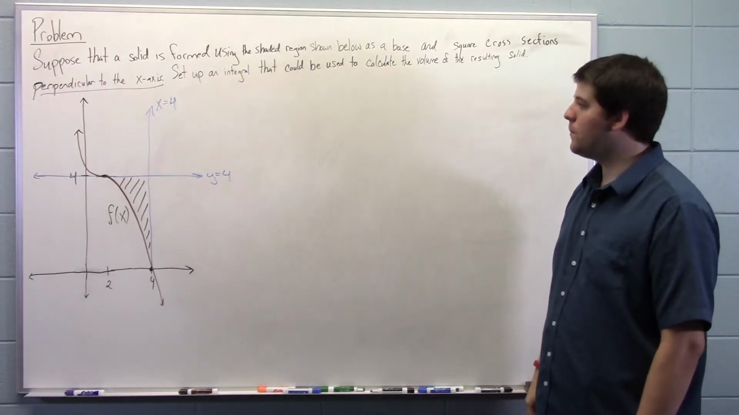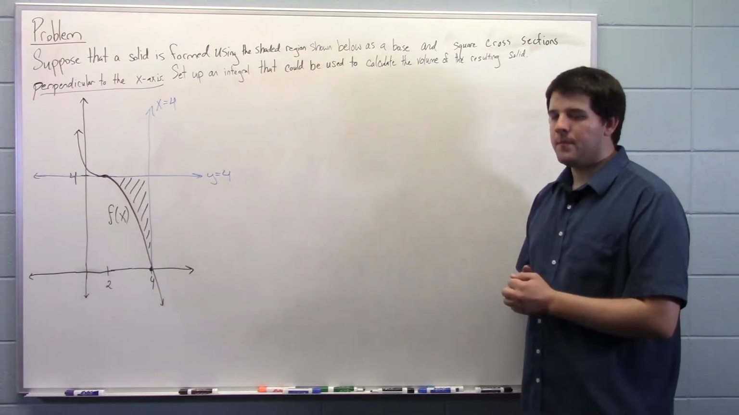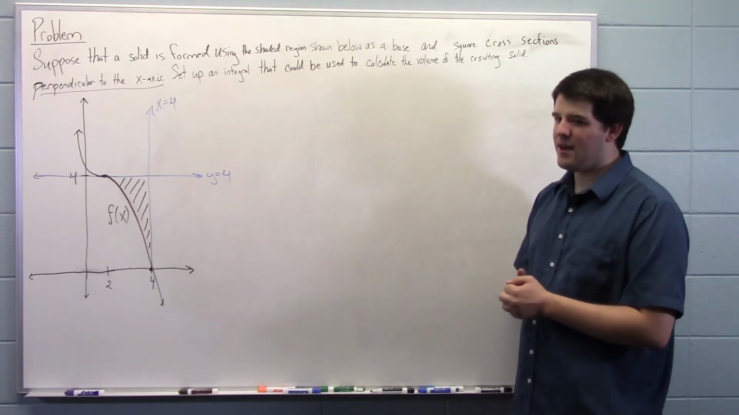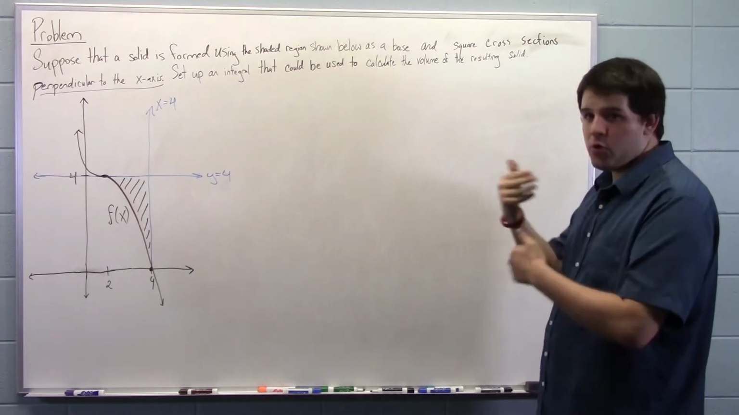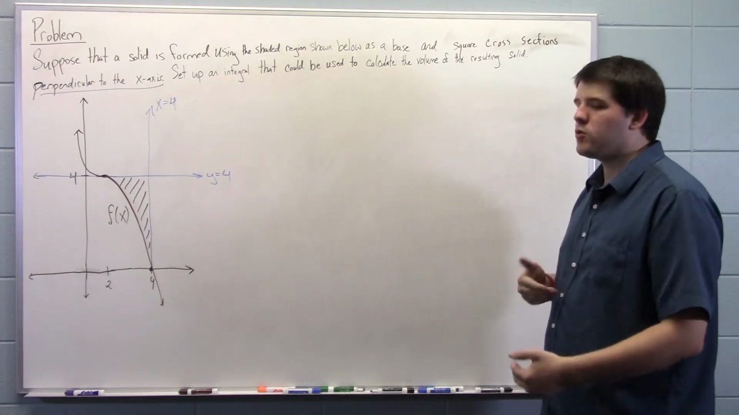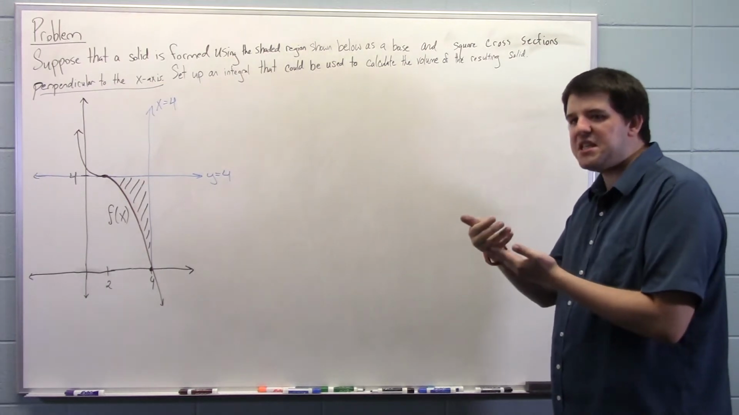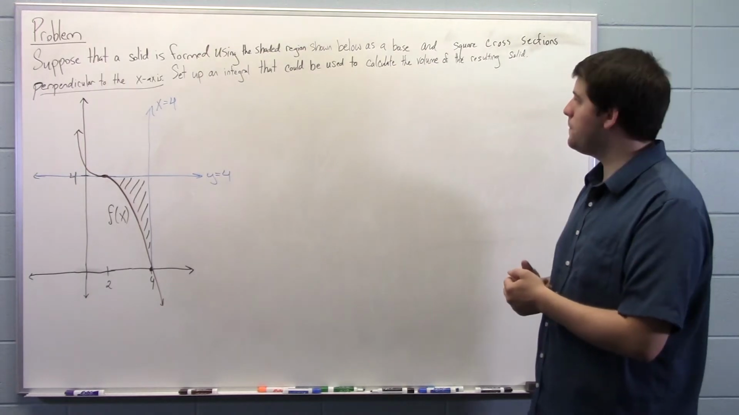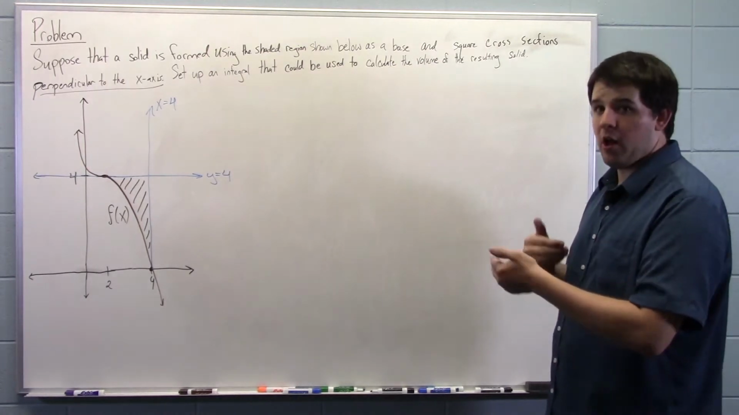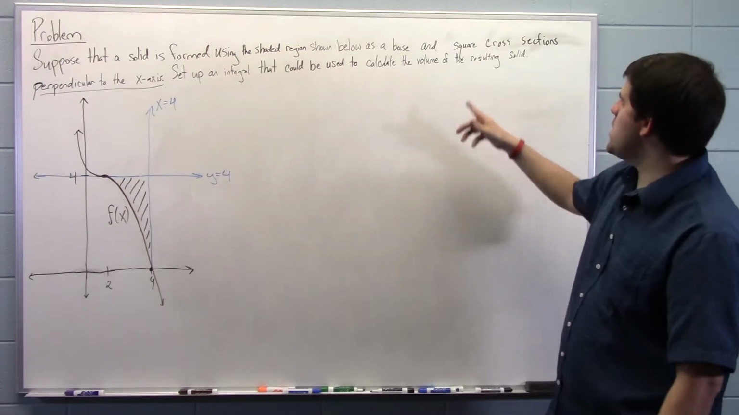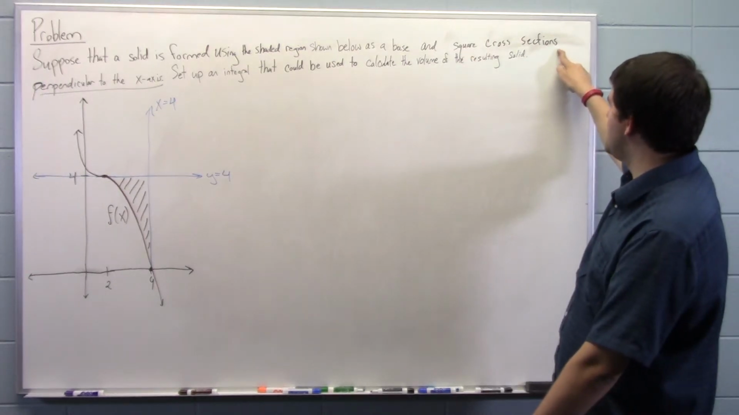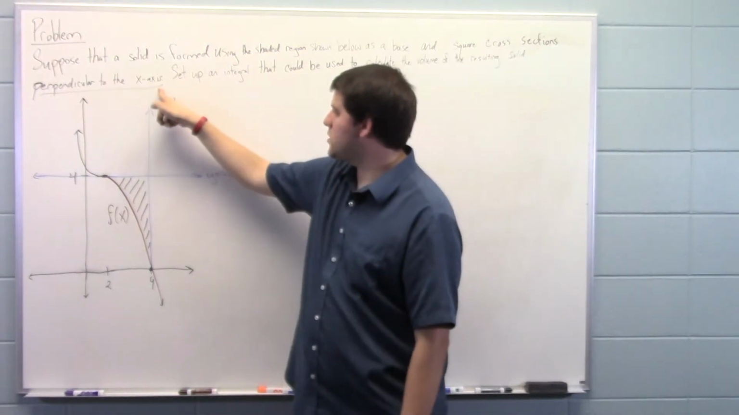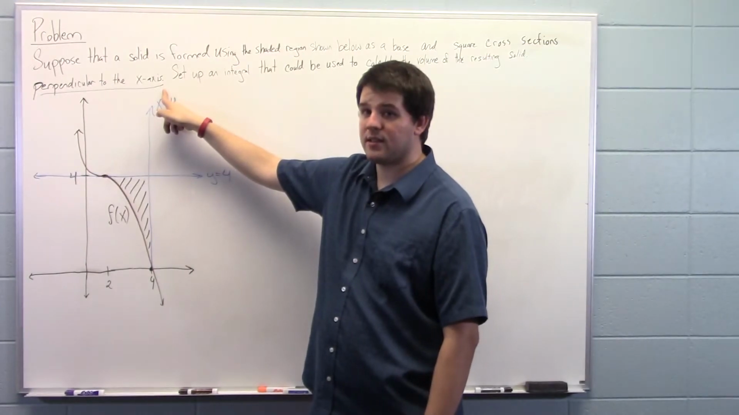So I don't know about all of you, but the first thing I want to do is visualize this region a little bit more. Because once I visualize something, it becomes easier to work out the computations for it. So what do we know that will help us visualize? Well, we know that we have square cross-sections, and we know these cross-sections are perpendicular to the x-axis.